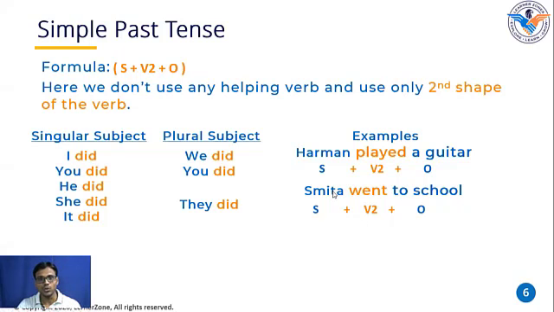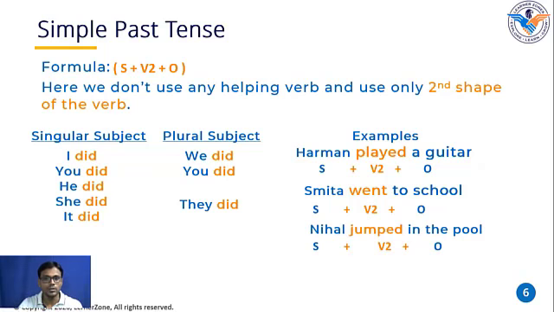Smita goes to school. That is simple present tense. Goes. Go is a V1. Since go is ending with a vowel, we are adding es to that. But here, no adding es, nothing. You just mention the second shape of the verb. Smita went to school. That's it.